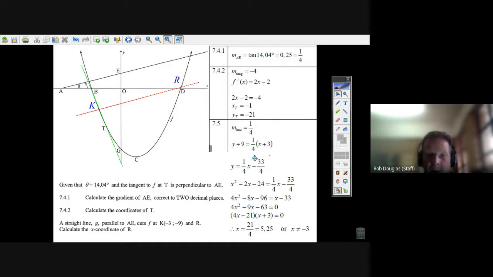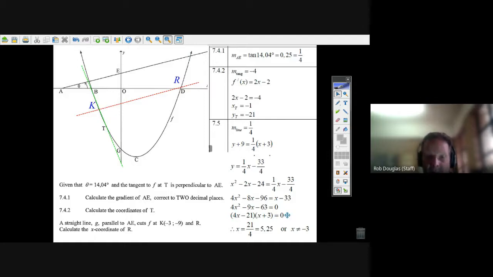Now, how do I find R? Well, I've got a line, I've got a parabola, x squared minus 2x minus 24. If I want to find out where they cross, I just let them equal each other. And that's all I do, I let them equal each other. And I solve the equation. Multiply everything by 4, I'll get 4x squared minus 8x minus 96. 4 times a quarter is x. The 4 cancels here. I'm going to add 33. I'm going to subtract x. And then I'm going to factor or use the quadratic formula.